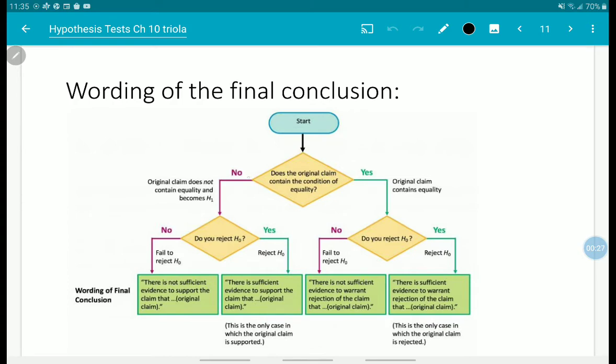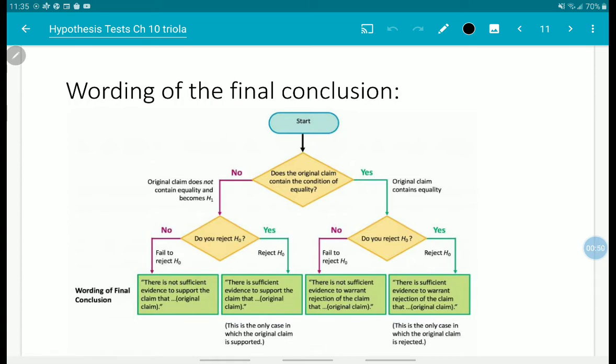Same thing here. If you ended up going the no route, does the original claim contain an equality? If it did not, if it was greater than or equal to, then you would then decide if you reject or fail to reject, and then you would phrase that final wording. So there's really only one of four ways you could phrase that end.